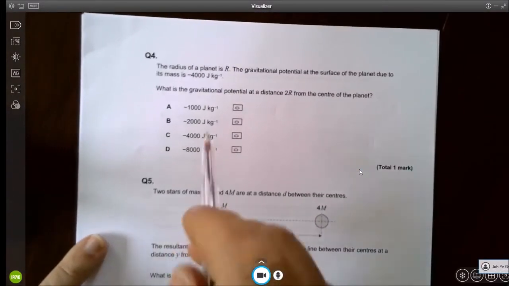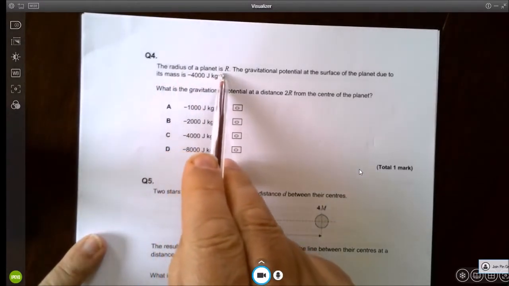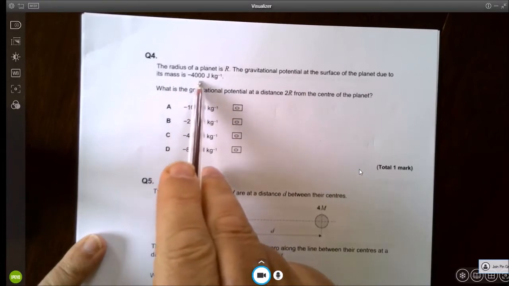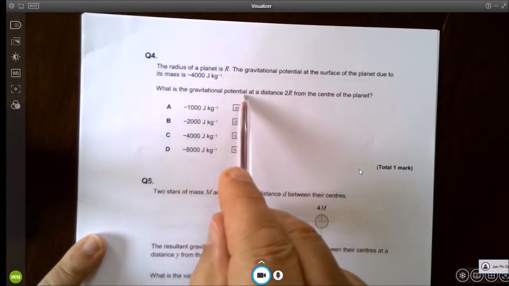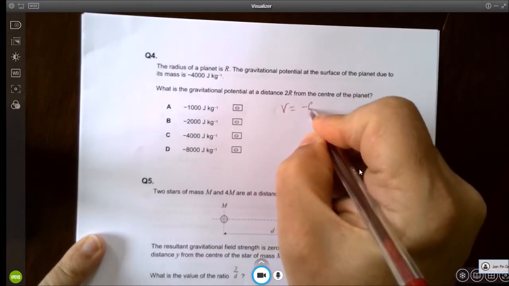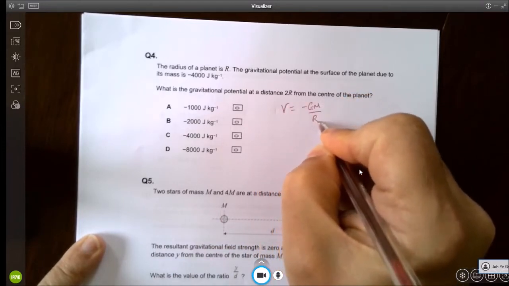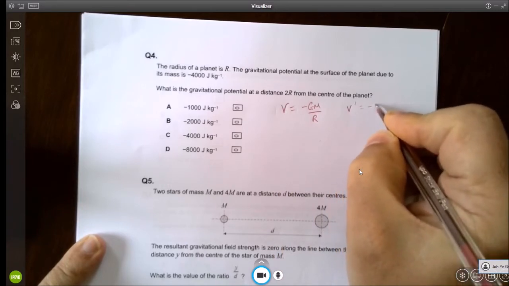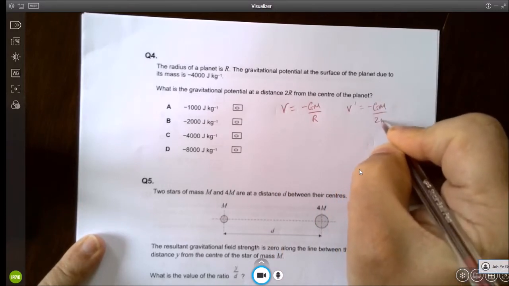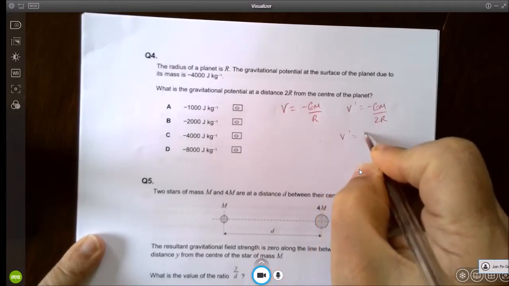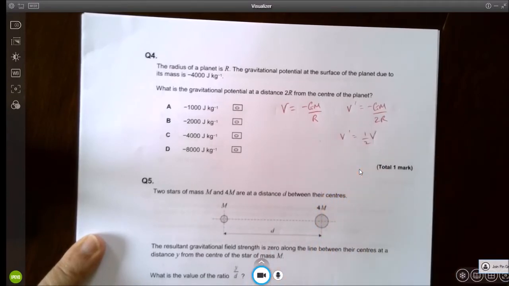Okay, question 4. The radius of a planet is R. The gravitational potential at the surface is minus 4,000. What is the gravitational potential at 2R? Gravitational potential is minus GM over r. Our new potential V dash is minus GM over 2r. So you can hopefully see that V dash is a half of the original V.